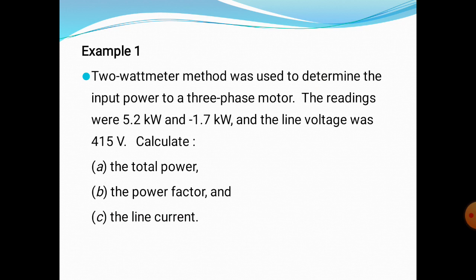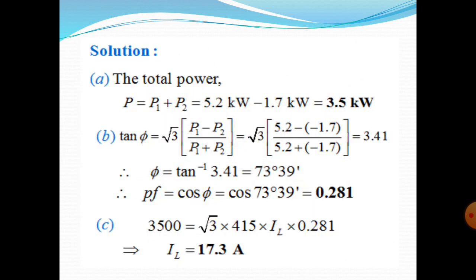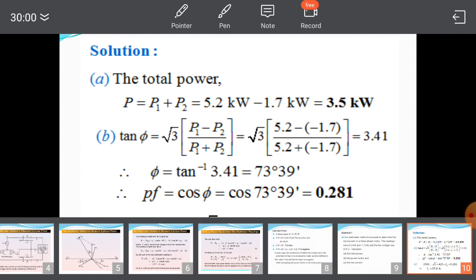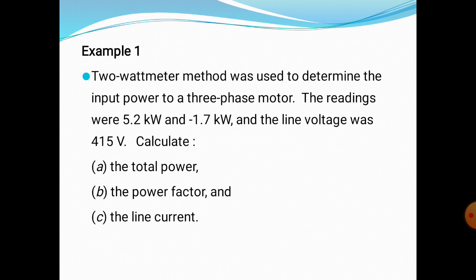First we have to find the total power. Total power P is equal to P1 plus P2. P1 and P2 are already given in this problem, so we substitute these values. Finally we get the total power P is equal to 3.5 kilowatts. And next, we have to find the power factor.